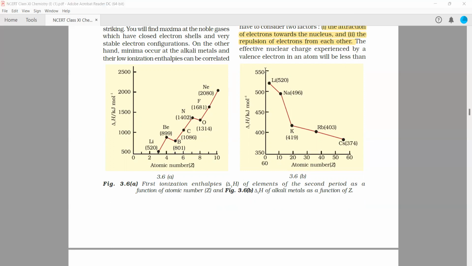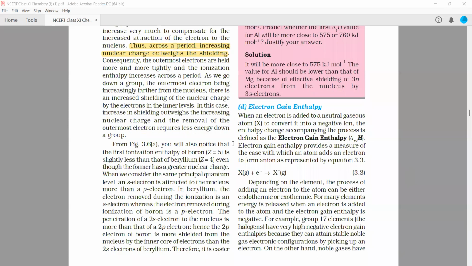So it is written over here, I guess. Boron has Z equals 5, and it is slightly less than beryllium, which is Z equals 4. We can consider the same principal quantum level, and an S electron is attracted to the nucleus more than a P electron. In beryllium, the electron removed during ionization is an S electron, whereas the electron removed during the ionization of boron is a P electron. The penetration of S to the nucleus is more than P, and hence to take an electron out of P requires lesser energy.